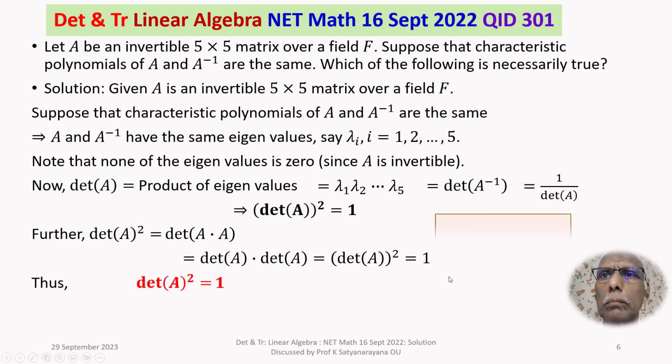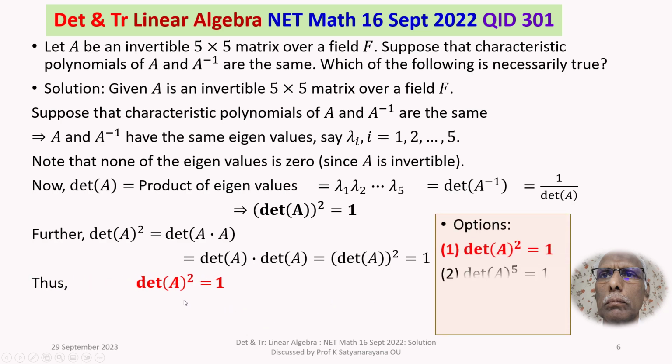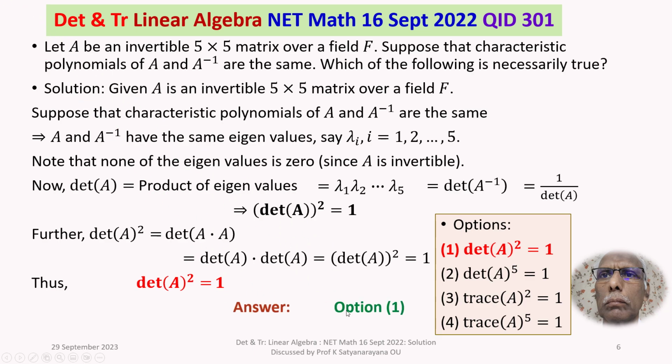Let's look at our options. Our answer, determinant of A square is equal to 1, appears against option 1. Therefore, the answer to this question is option 1, that is determinant of A square is 1. So that is the detailed discussion of the solution of the problem. Now in the next slide, I will show you that you can attack this problem by elimination process.